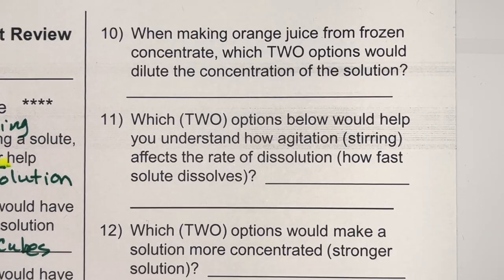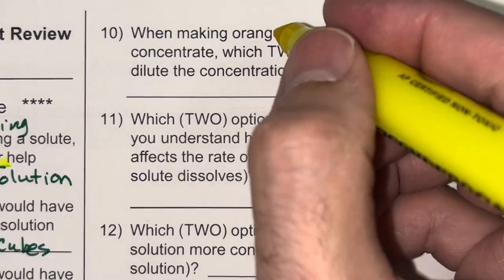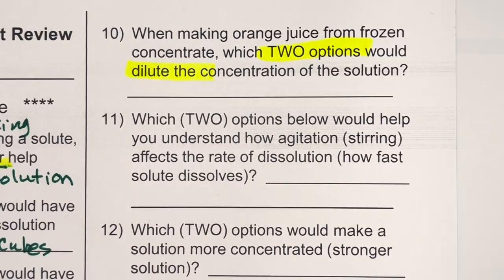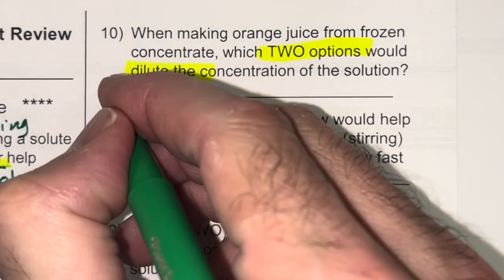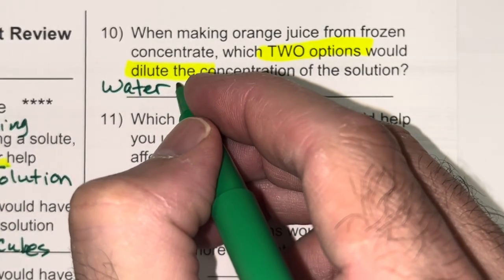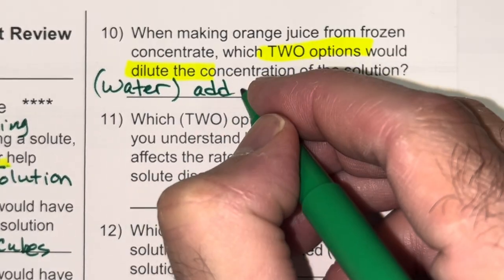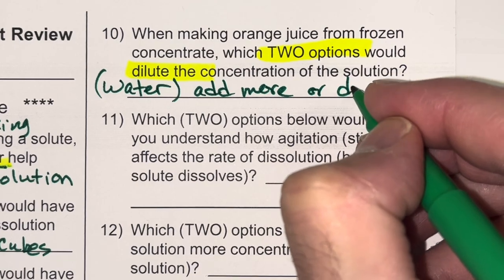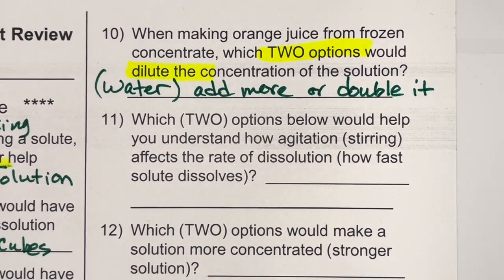Okay, number 10, when making orange juice from frozen concentrate, which two options will dilute it? Well, water will dilute it. So you're going to add more water or double it, which is also meaning adding more water.